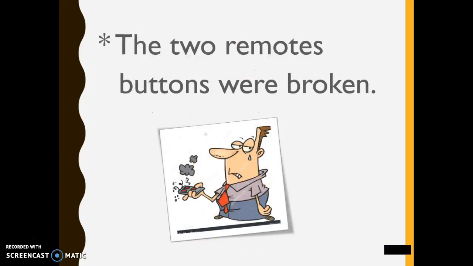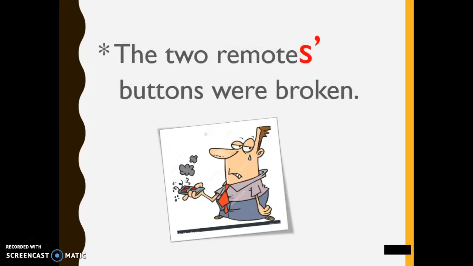Sentence number 2. The 2 remotes' buttons were broken. Please pause the video at this time so you can insert the apostrophe on the correct possessive noun. The apostrophe goes after the S in the word remotes. Since there are more than one remote, the apostrophe goes after the S.